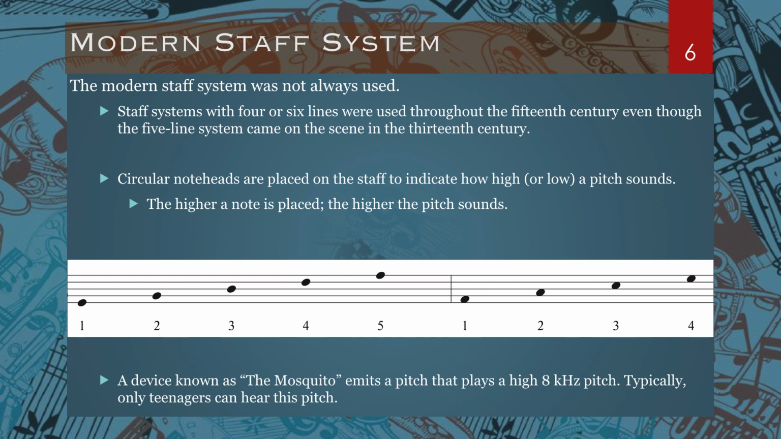As a side note, there's a device known as a mosquito, which emits a pitch that plays a high 8 kilohertz pitch. Typically, only teenagers can hear this pitch, so it was used by convenience stores and other shops that wanted to deter loiterers. It tended to work especially well on teenagers because they were the only ones that could actually hear these high pitches. As you get older, your ability to hear these high pitches decreases. So adults wouldn't hear it, but kids would, and it would deter them from hanging around outside of the convenience store.